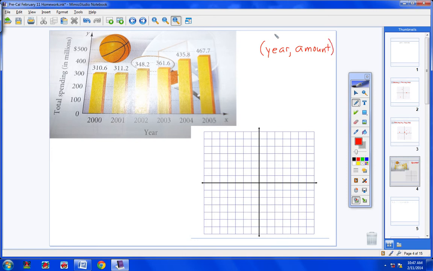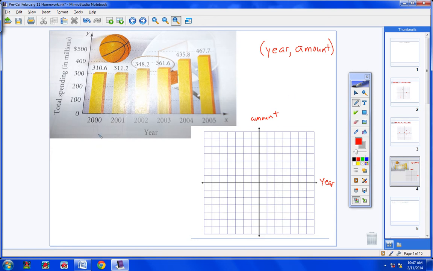So this would be your x-axis, this would be your y. So what that means is this axis here, now watch carefully, is going to be your year axis, and this axis here, which is the second one, would be your amount. In other words, the first number is always going to be with your horizontal axis, and the second number is always going to be your vertical axis.